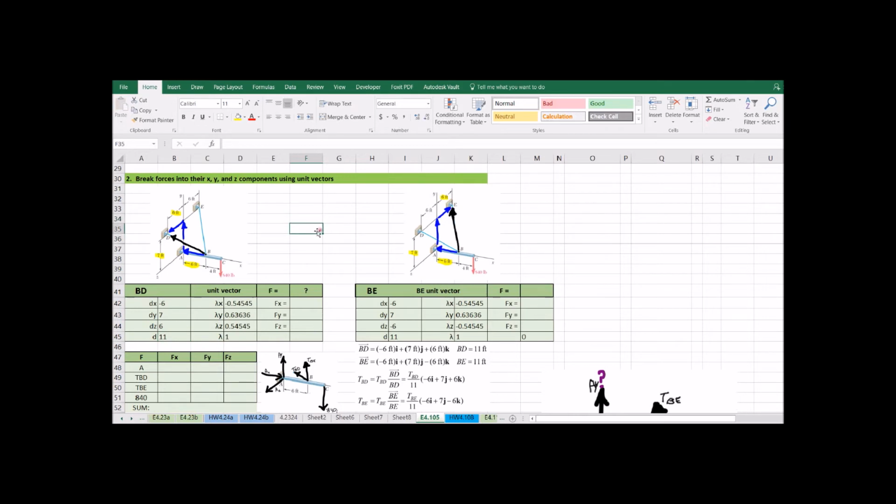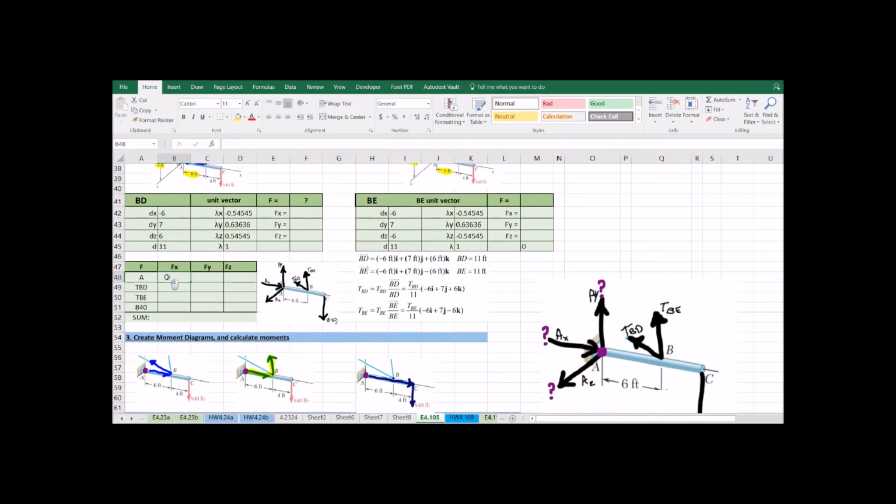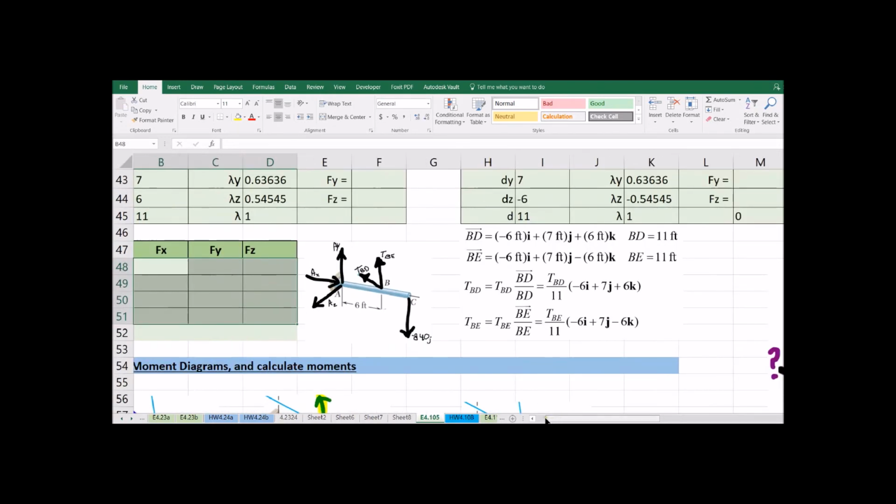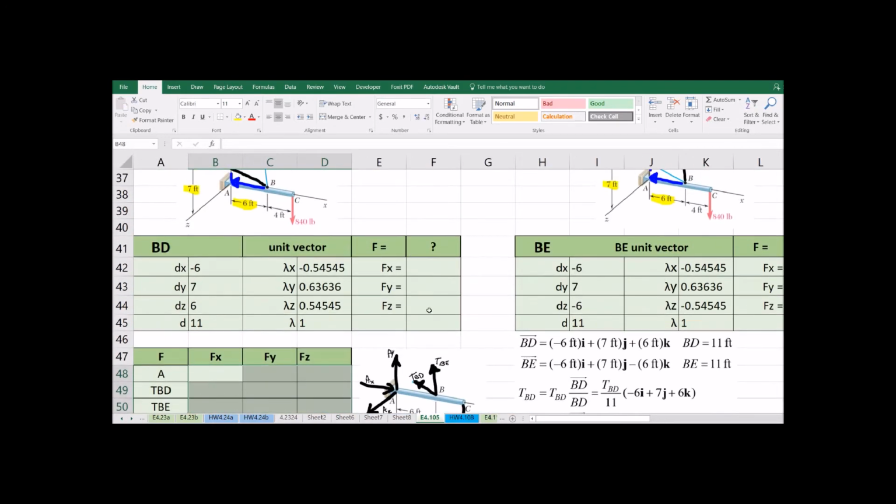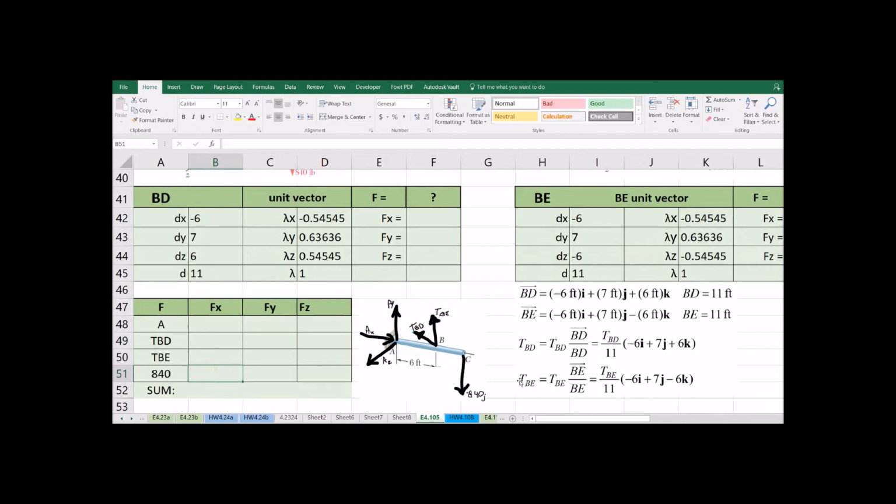Okay, our force table. So eventually we're going to need to know the x, y, z components of all of these forces. Now we don't know the tensions yet, but we can at least fill in this 840. So the 840 is straight down in the j direction. Nothing in the x, -840j, nothing in the z. And we also have forces to fill in for both of those tensions, and we have x, y, z for our A force.